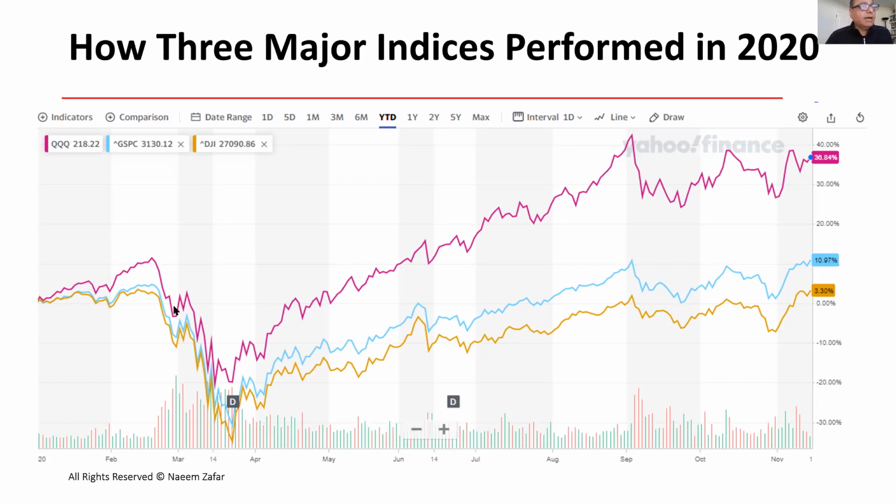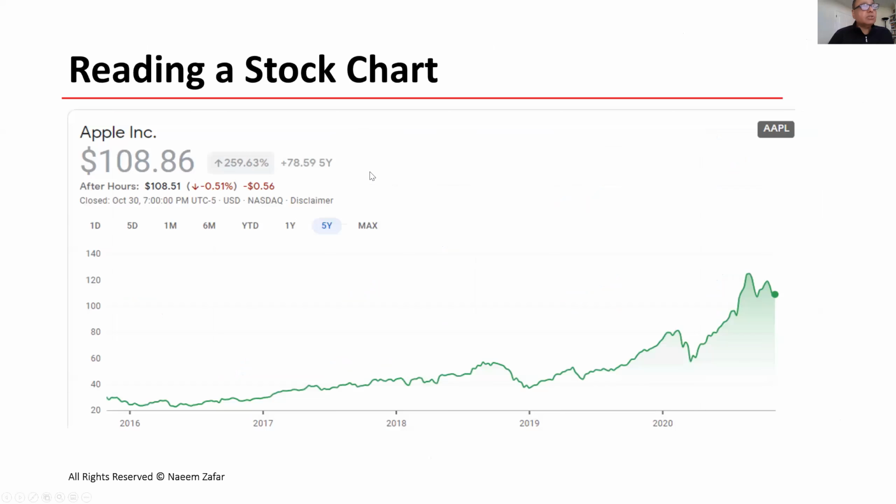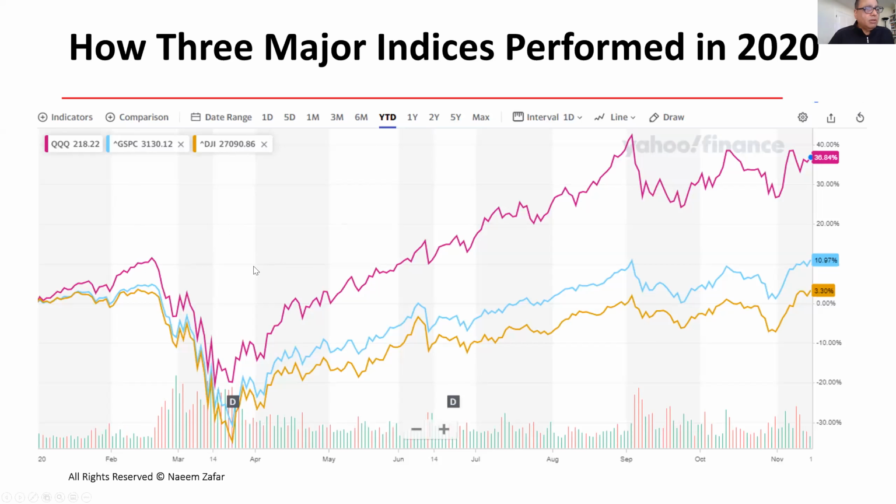Okay, so let's look at the next thing, which is how to read a stock chart. You can notice at the top you can look at how the stock performed. This is year to date. YTD is year to date, but you could also look at 6 months, 1 year, 2 years, 5 years, or max, ever since inception. How has it done? It's very easy to look at performance. All these tools are available for free. We'll touch on that in a few minutes.